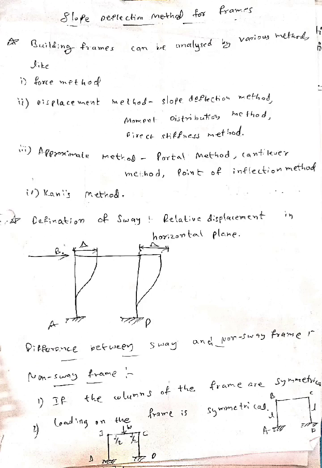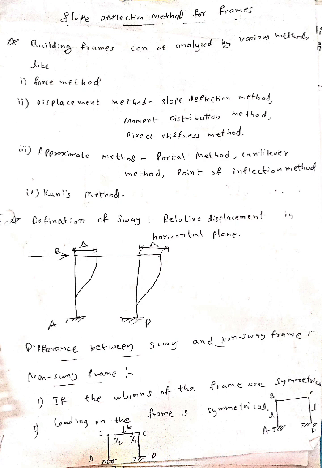In this session, we'll discuss the slope deflection method for frames. Building frames can be analyzed by various methods like the force method, displacement method, approximate method, and Kani's method. The unit load method comes under the force method. The slope deflection method, moment distribution method, and direct stiffness method, etc., come under the displacement method. The portal method, cantilever method, and point of inflection method come under the approximate method.